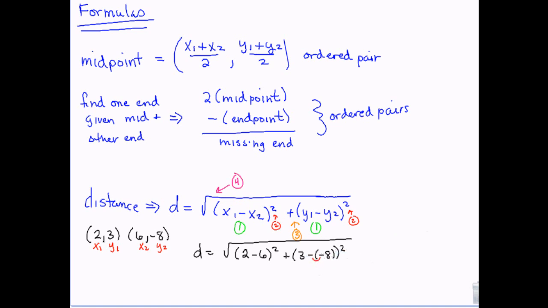This becomes 3 plus 8. So I'll have the square root of negative 4 squared plus 11 squared. So that's 16 plus 121. So that's 137. And since that's not a perfect square, I can either leave it just as the square root of 137, or I can do the actual decimal. And it's going to give me 11.7.